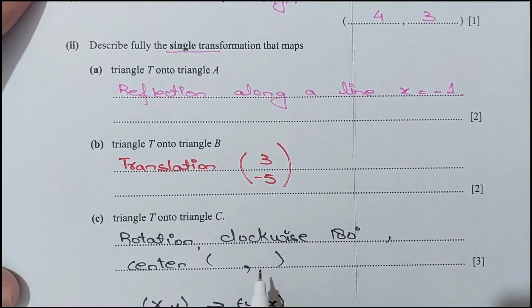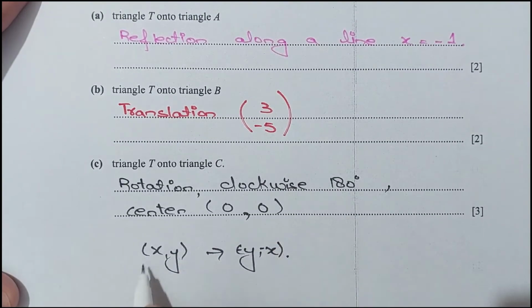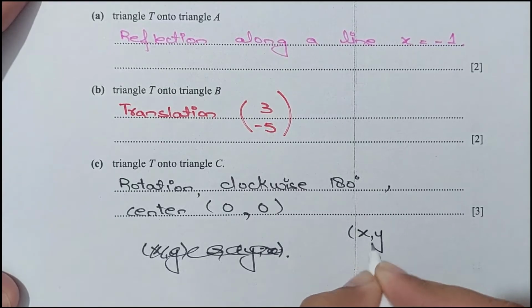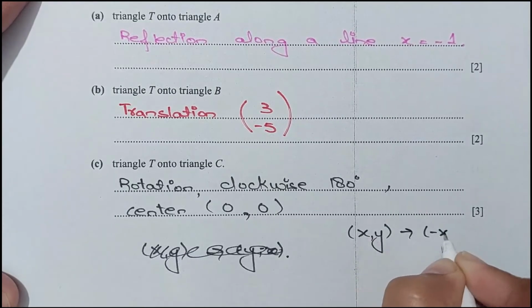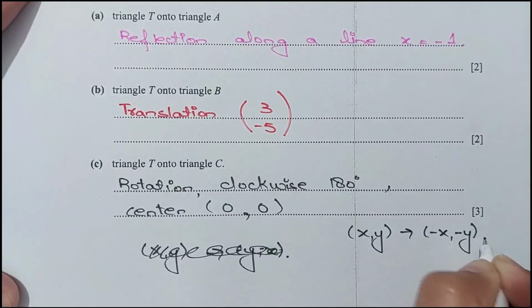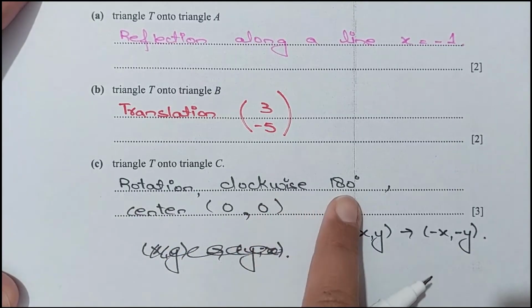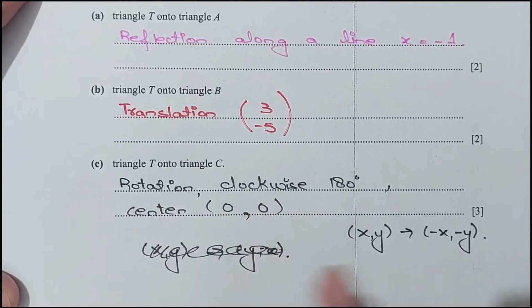So it is about the origin (0, 0). Sorry, I wrote it wrong. When (x, y) changes to (minus x, minus y), then we have a rotation of 180 degrees about the origin. If it is not, then we have to find the center of rotation by using tracing paper or by drawing the perpendicular bisectors.